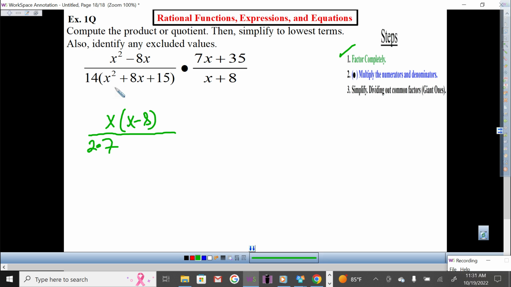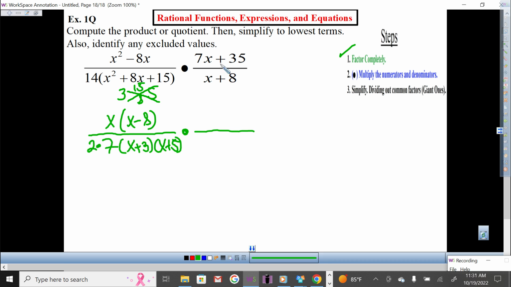All right, Jose, the trinomial, is it in standard form? GCF? No. Okay, so 15 and 8. Factors of 15 that add up to 8. 3 and 5, so we got x plus 3, x plus 5 times.